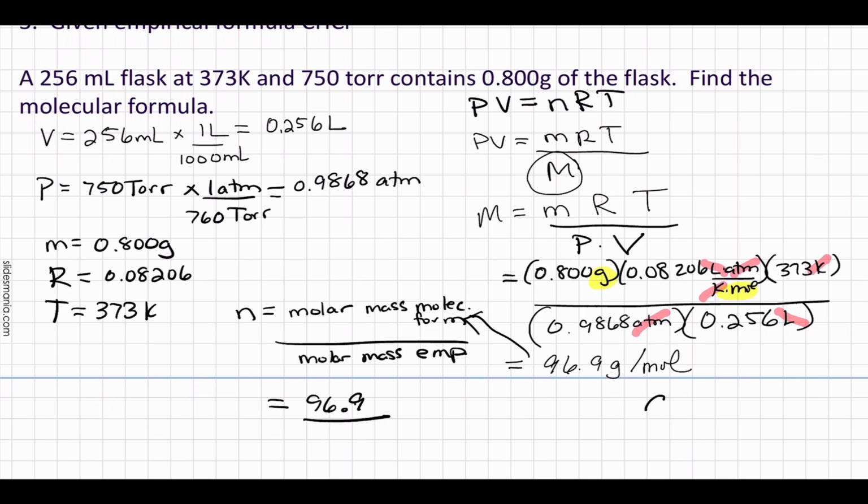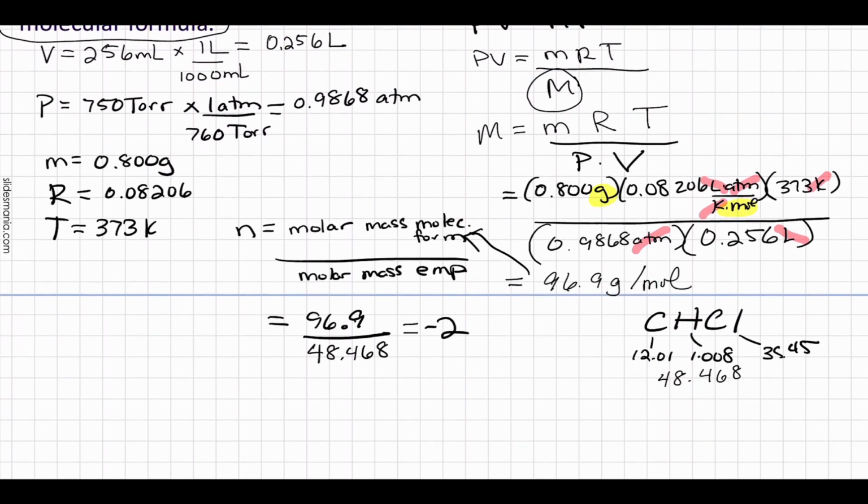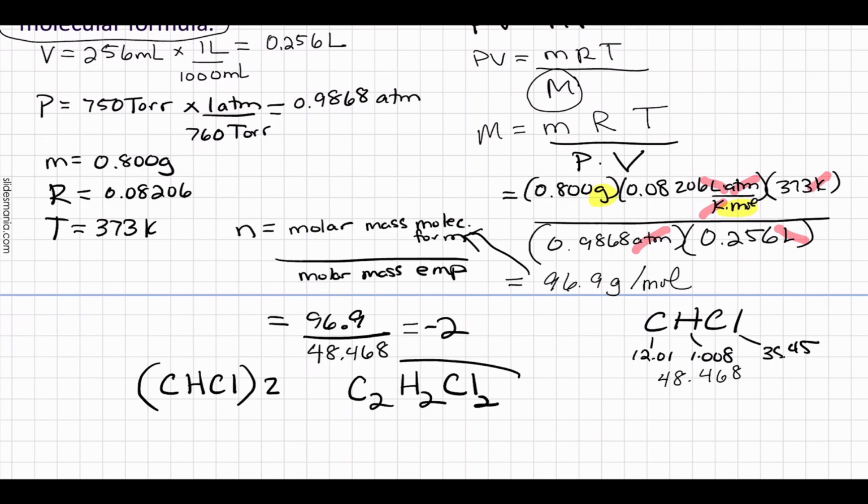And then I'm going to divide by the molar mass of the empirical, which is going to be 12.01, 1.008, 35.45. So I do get a molar mass of 48.468. That's what's going to go down here. And when I do that, I should get like 1.999. So it's really about 2. So then ultimately the molecular formula is going to be CHCl, but times 2. And you do want to distribute that to each of the elements. So this would be our answer.